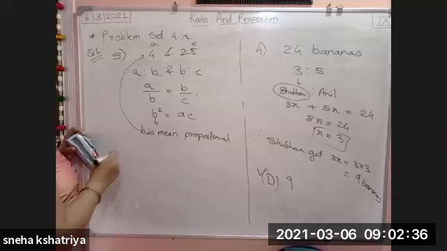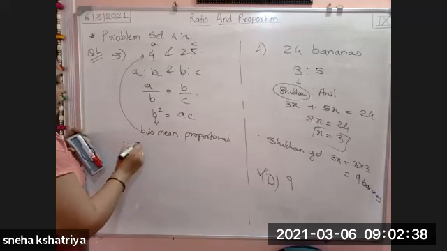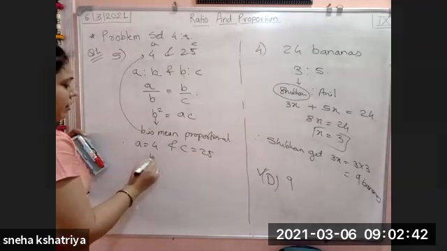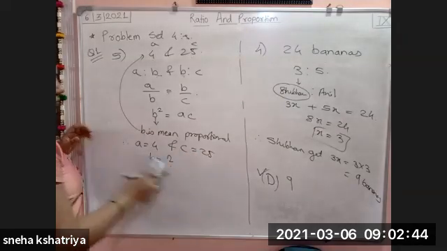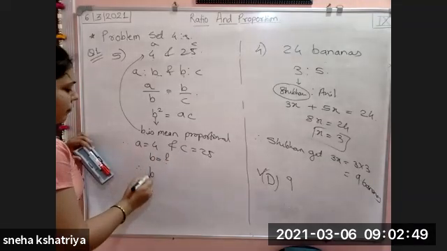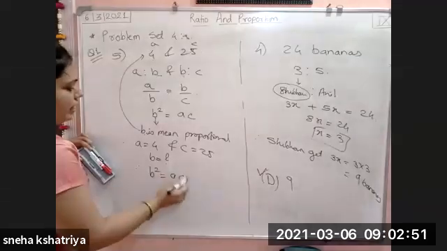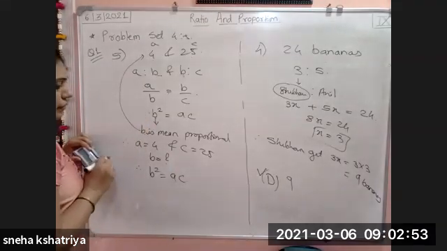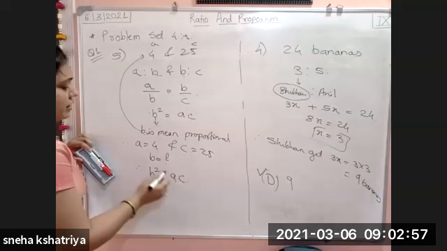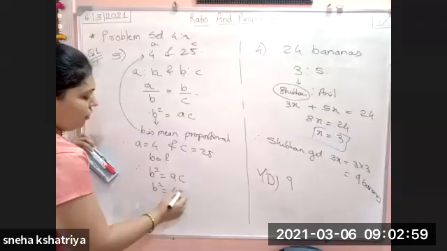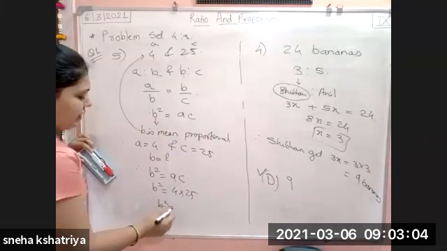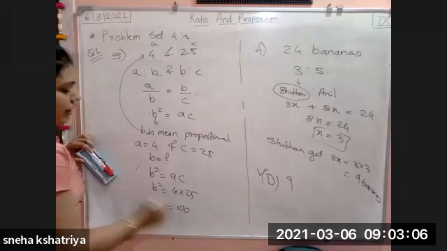So here A is equal to 4 and C is equal to 25. We have to find the value of B. Therefore, we have the equation B square is equal to AC. So B square is equal to 4 into 25. 4 25s are 100. This is the value of B square.